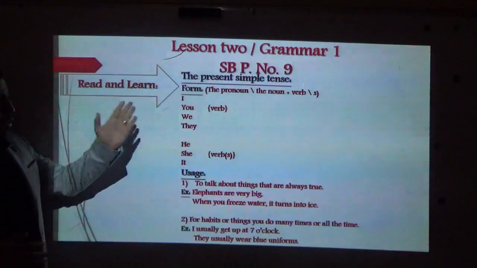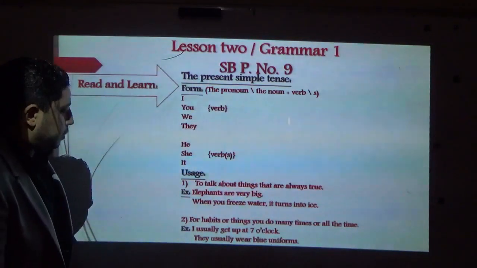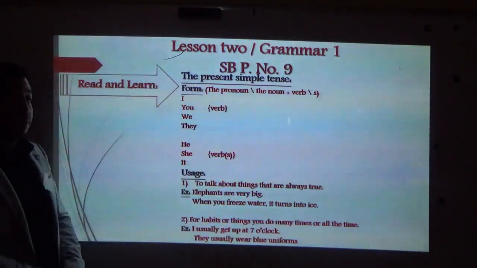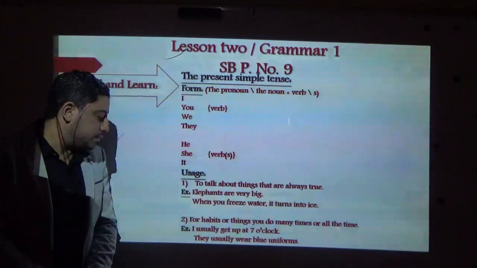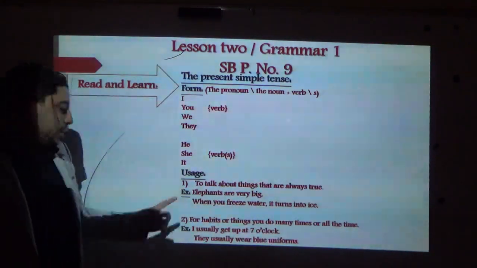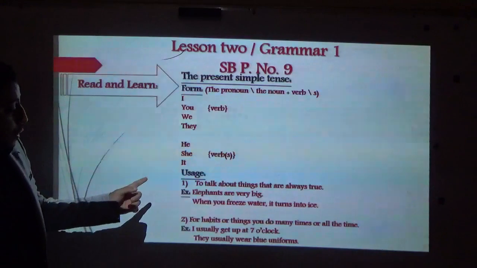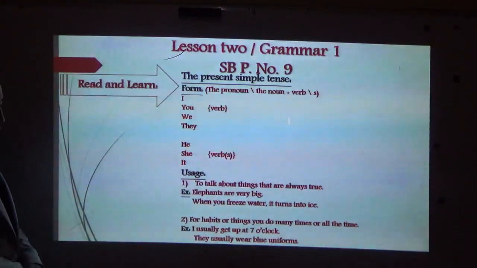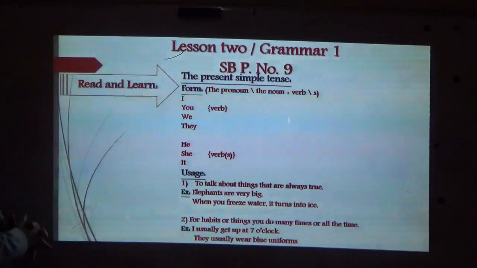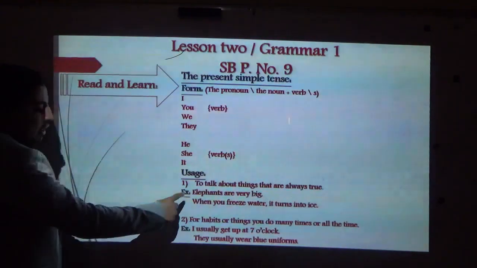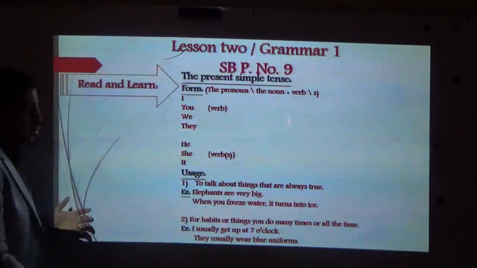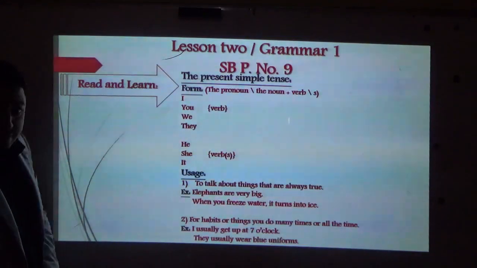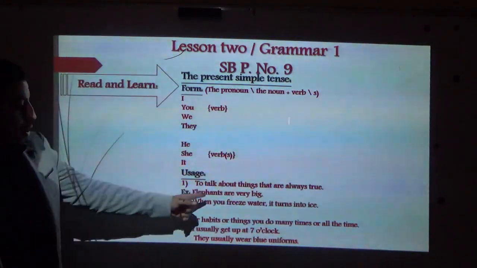So we can use pronoun or we can use the noun. Okay, so what about the usage of the present simple? We have two usages. Number 1, to talk about things that are always true. What is the meaning? That when we have things that are true, like what? Elephants are very big. It's a true thing. There's no doubt of this. Okay, elephants are very big.